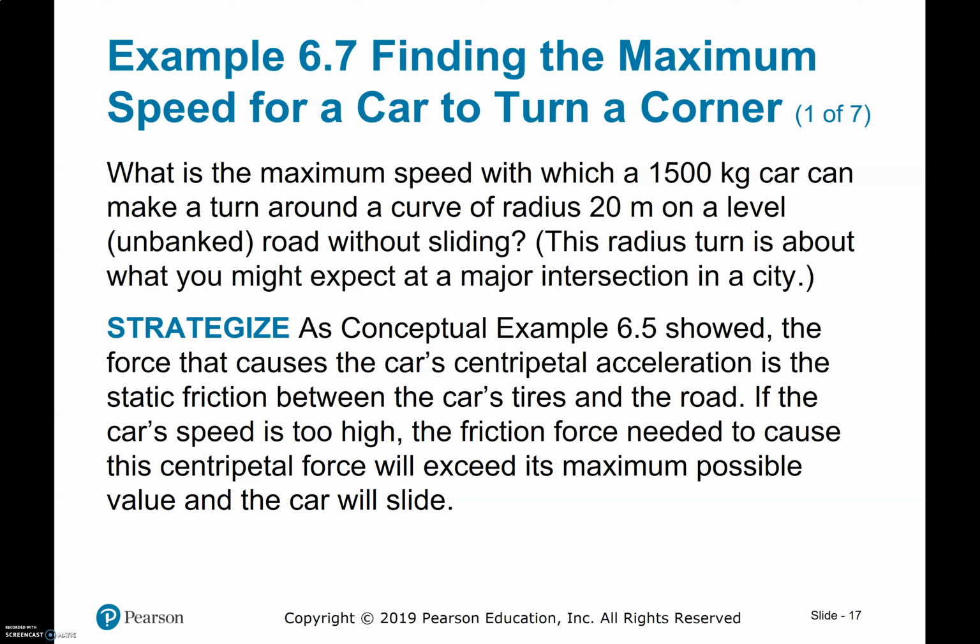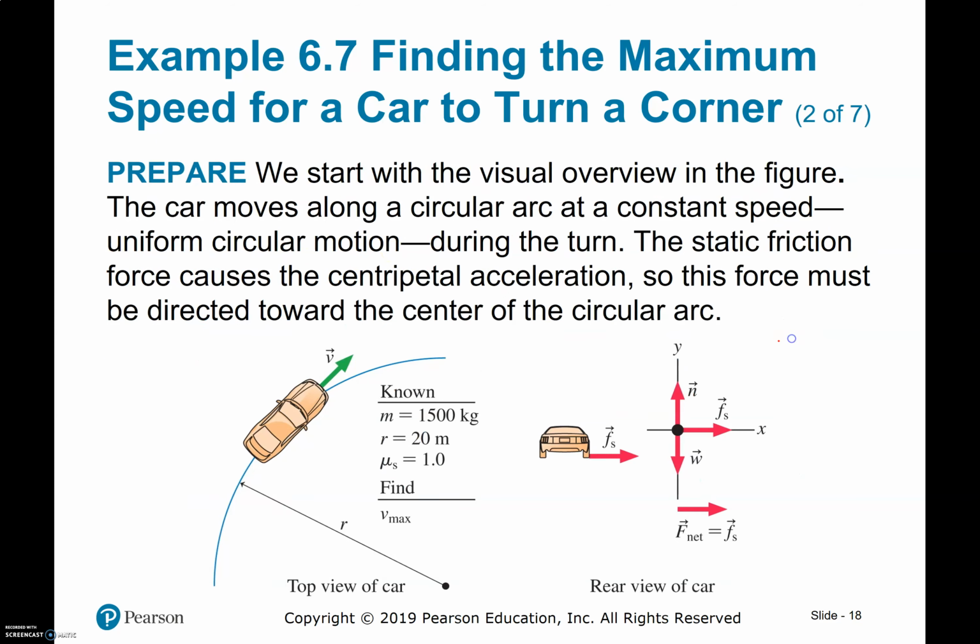What is the maximum speed that a car that is 1,500 kilograms can have to make a turn around a curve that has a radius of 20 meters? This is a level road and there's no slipping. So this is the problem. So we know the mass, we know the radius, we know the static friction coefficient, right? So the car is not going to be moving in this direction, it's moving in this direction. So in this direction, there's only static friction coefficient. In this direction, there is rolling friction.